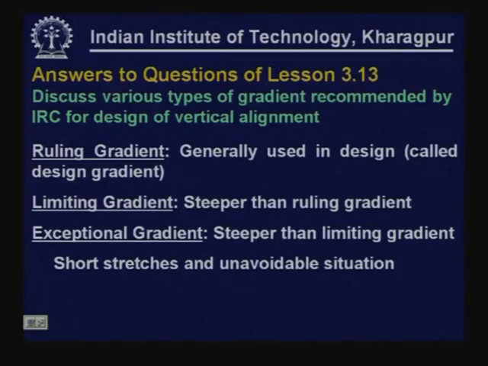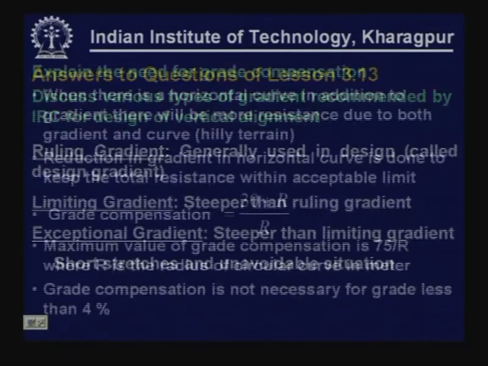Now, let me quickly try to answer the questions of lesson 13. What are the various types of gradient recommended by IRC? Ruling gradient, we should try to design for ruling gradient. If the terrain does not permit, we can go up to limiting gradient, or in case-specific situations we can go up to limiting gradient, where it is higher or steeper than ruling gradient. Under exceptional situations we can go up to exceptional gradient.